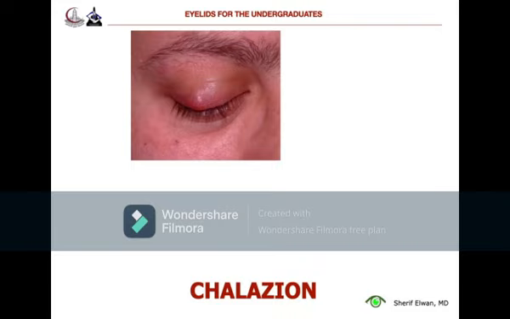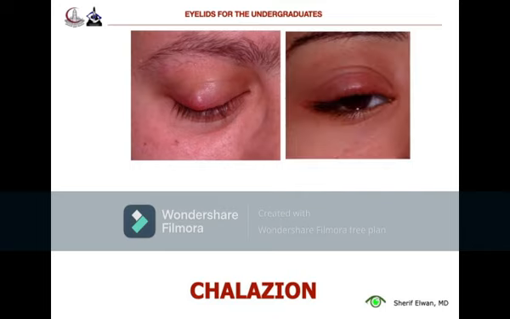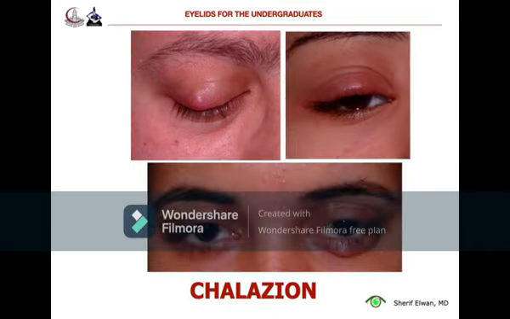This here is an example of a chalazion in the upper eyelid. Another example. And this is an example of multiple chalazia, where chalazia are characterized by multiplicity in the four eyelids.